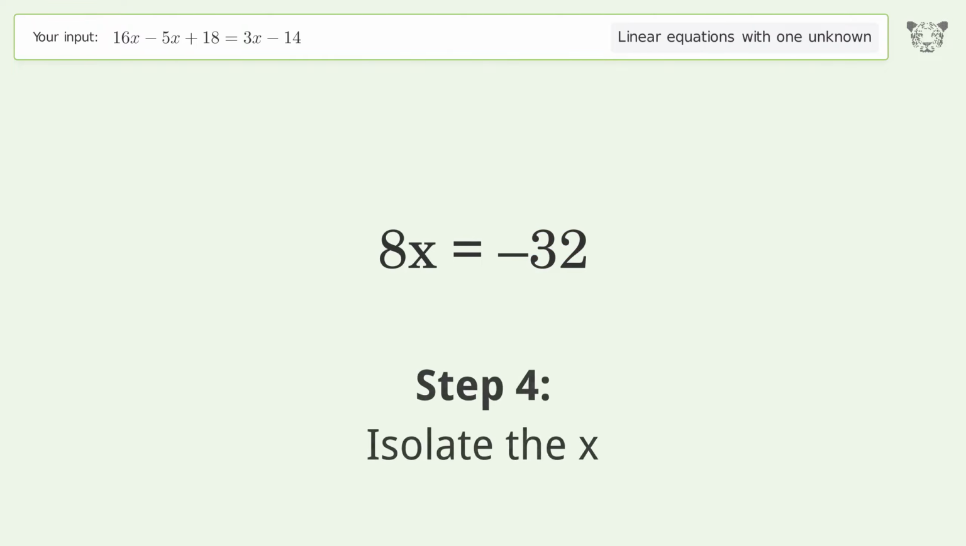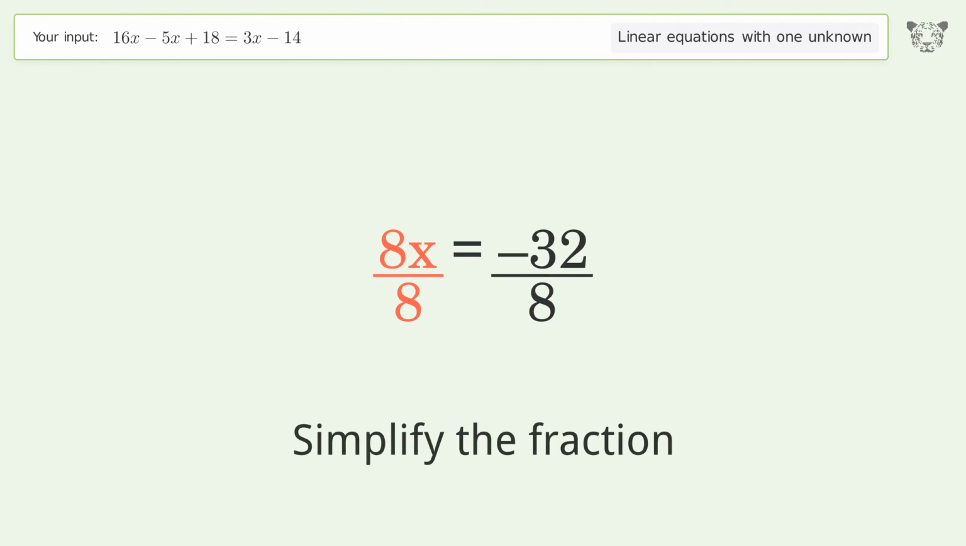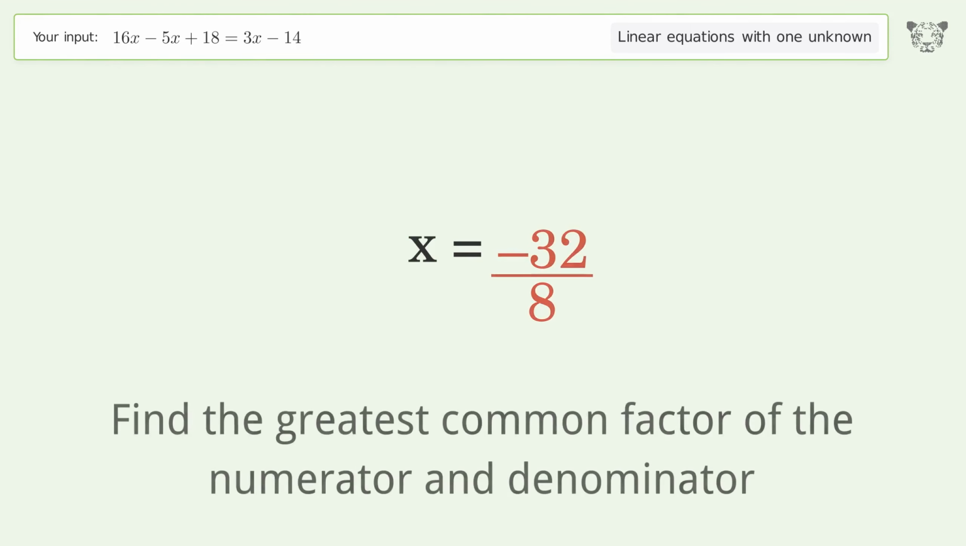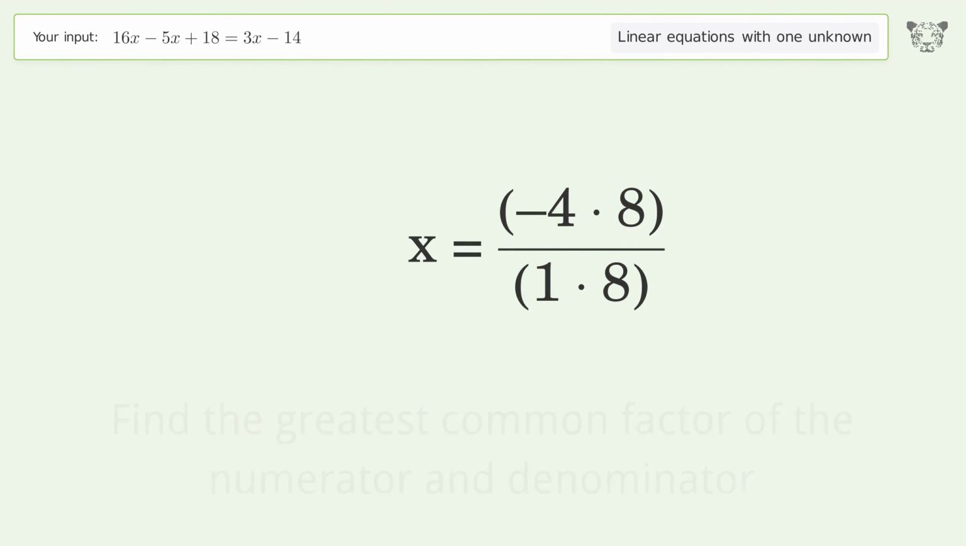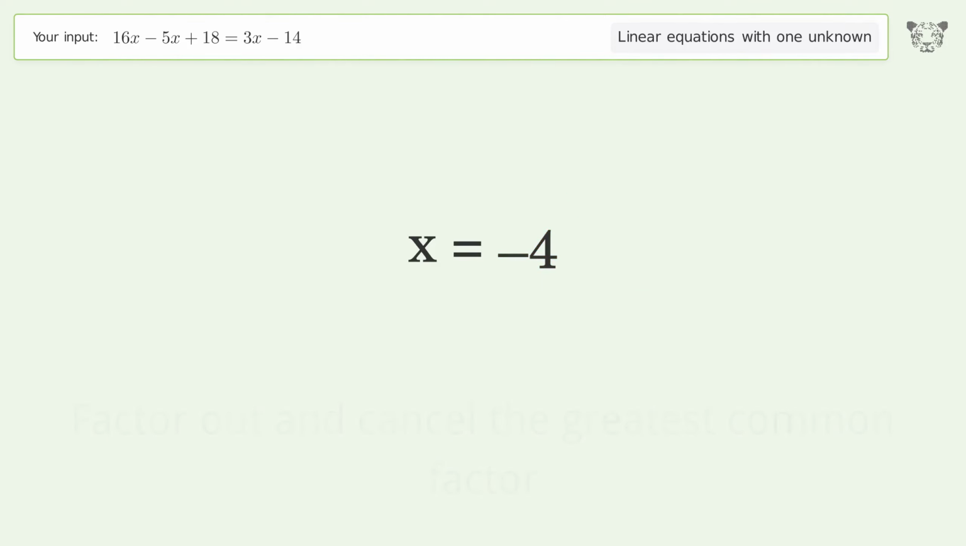Isolate the x. Divide both sides by 8. Simplify the fraction. Find the greatest common factor of the numerator and denominator. Factor out and cancel the greatest common factor. And so the final result is x equals -4.